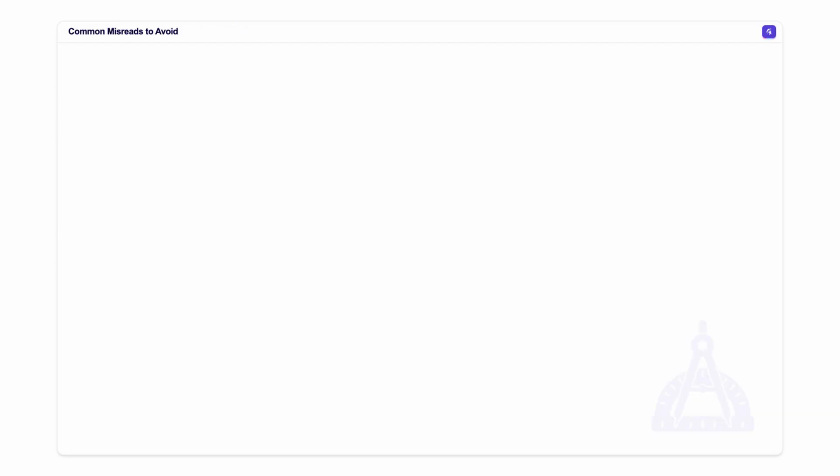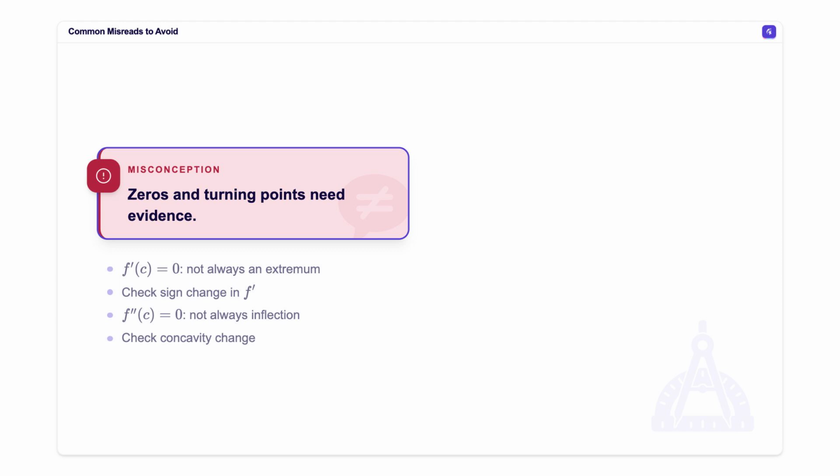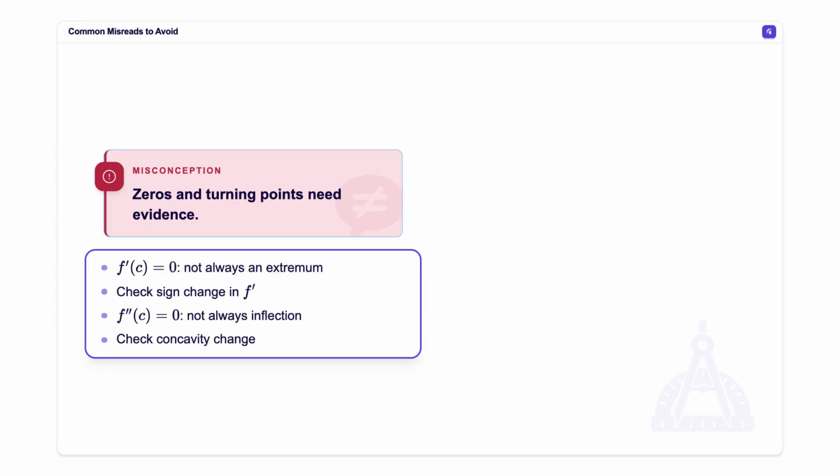These are the traps that show up again and again when you translate between a function, its first derivative, and its second derivative. The main habit is this. Do not classify a point from one isolated fact unless the needed change is actually there. A 0 of the first derivative means the tangent to f is horizontal at that x value. But that does not automatically mean f has a local maximum or local minimum there. To justify an extremum, you need evidence, such as a sign change in f prime. If f prime changes from positive to negative, f has a local maximum. If it changes from negative to positive, f has a local minimum.